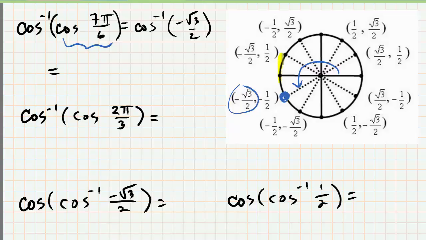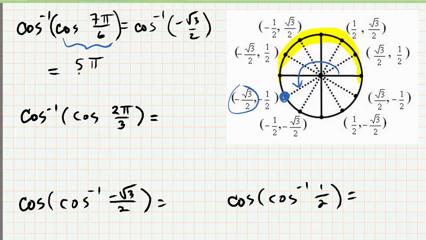Inverse cosine is an angle on the top half of the unit circle. It's an angle between 0 and pi radians. And what that tells us then is that we want the angle on the top half of the circle with a cosine value of negative root 3 over 2. That puts us right over here. So that angle is 5 pi over 6.